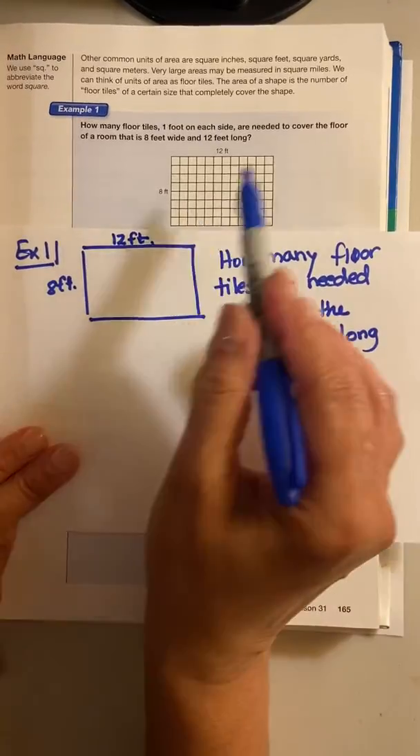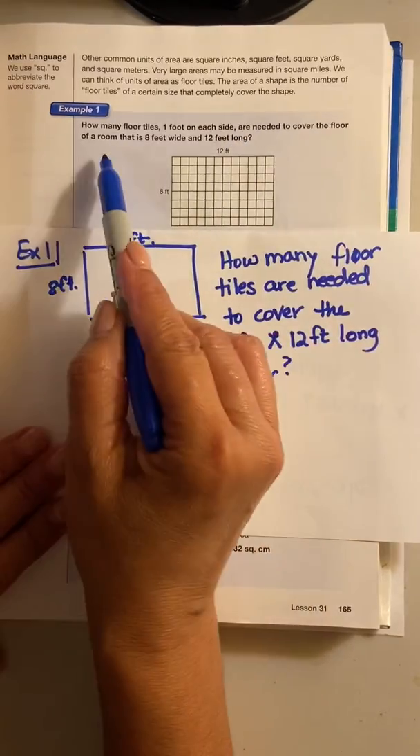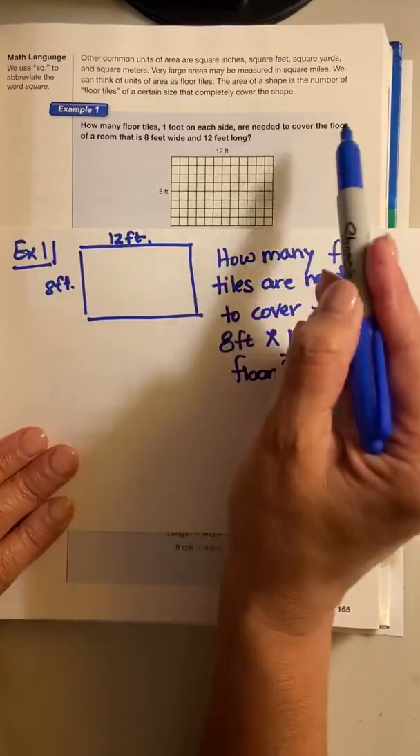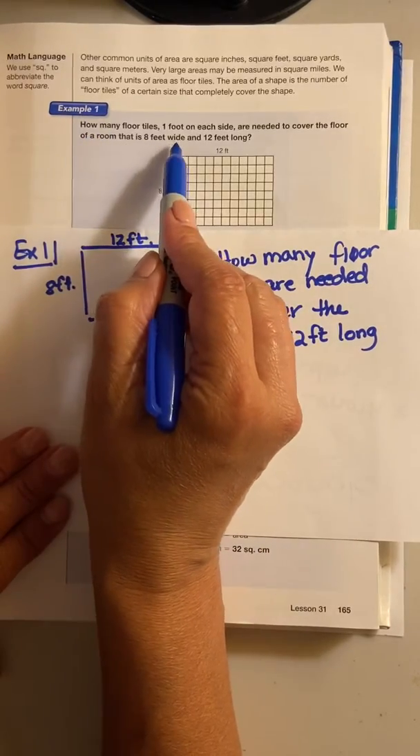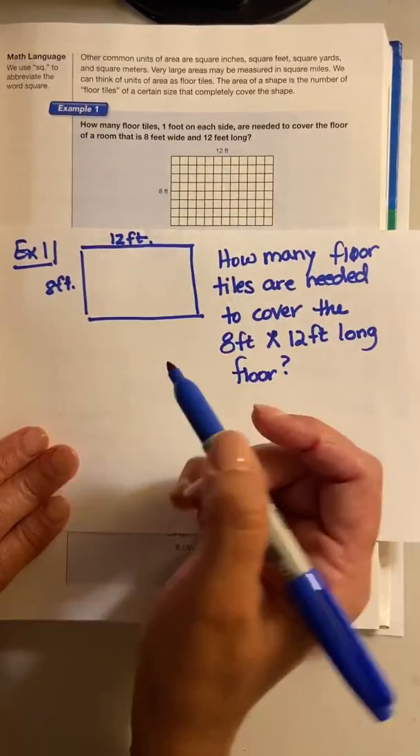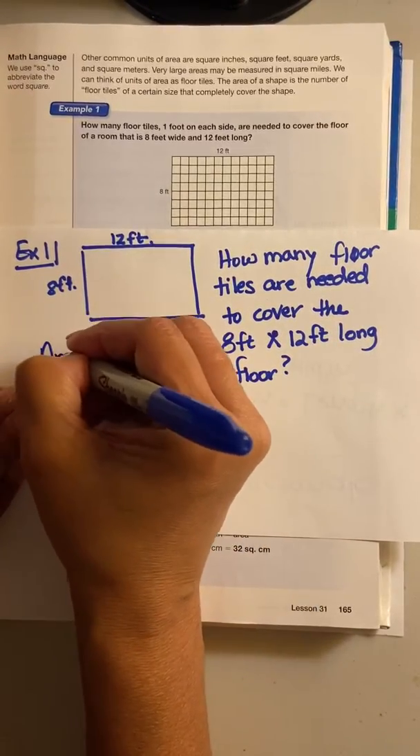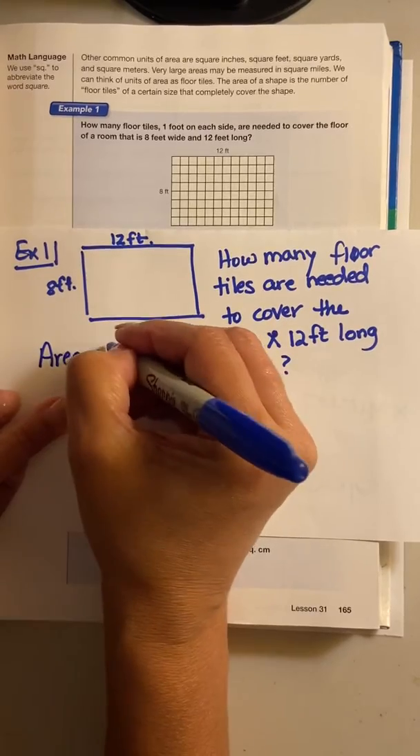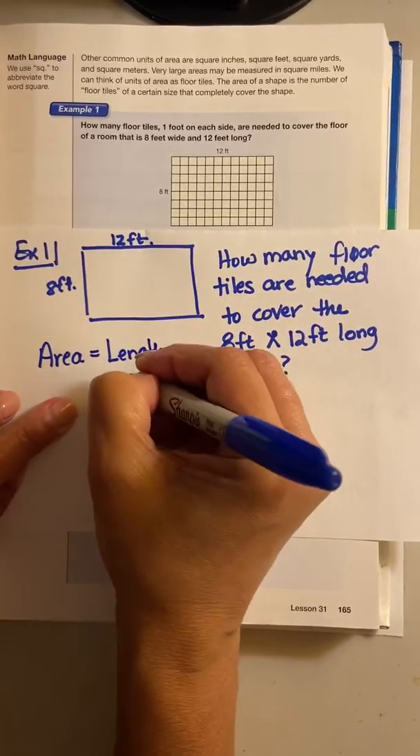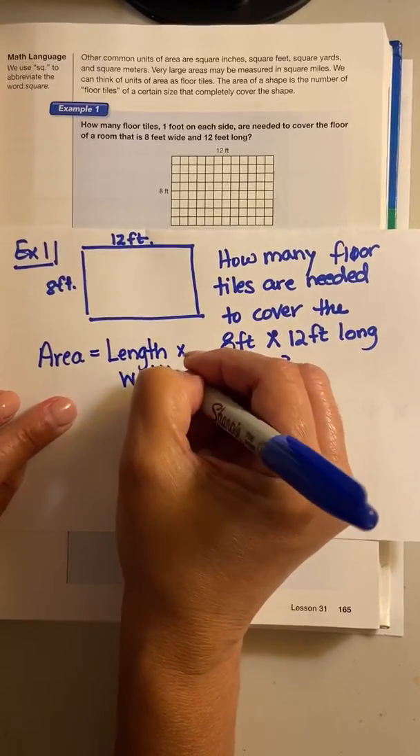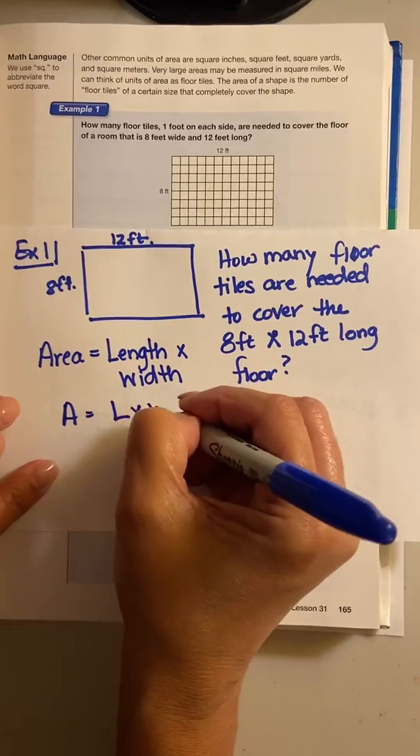So what I'm looking for, it says, how many floor tiles are needed to cover the floor? So anytime we talk about covering the floor, we're talking about area. And they tell us that the room is 8 feet wide and 12 feet long. So what I'm going to do is tell you that area, I'm going to write this again, is equal to length times width. And a lot of times you'll see it like this. A is equal to L times W.